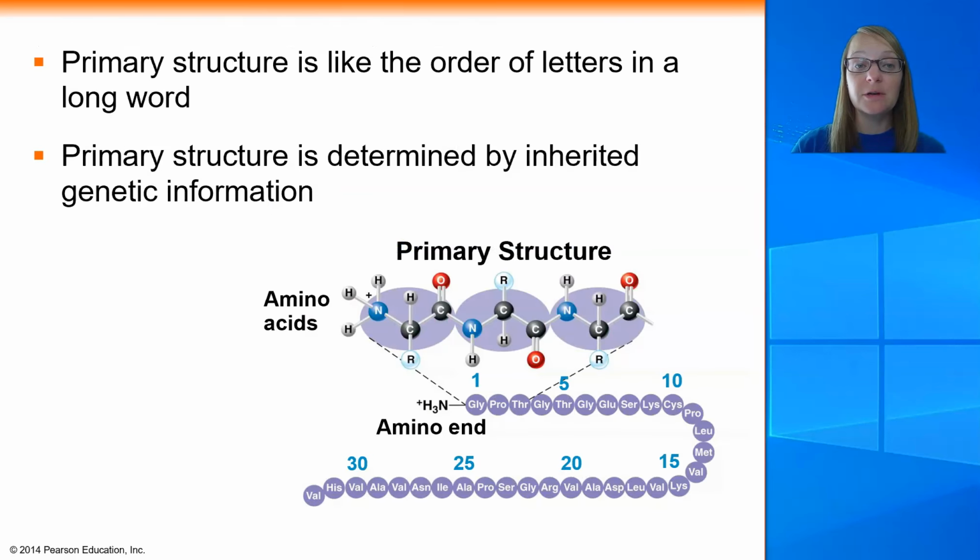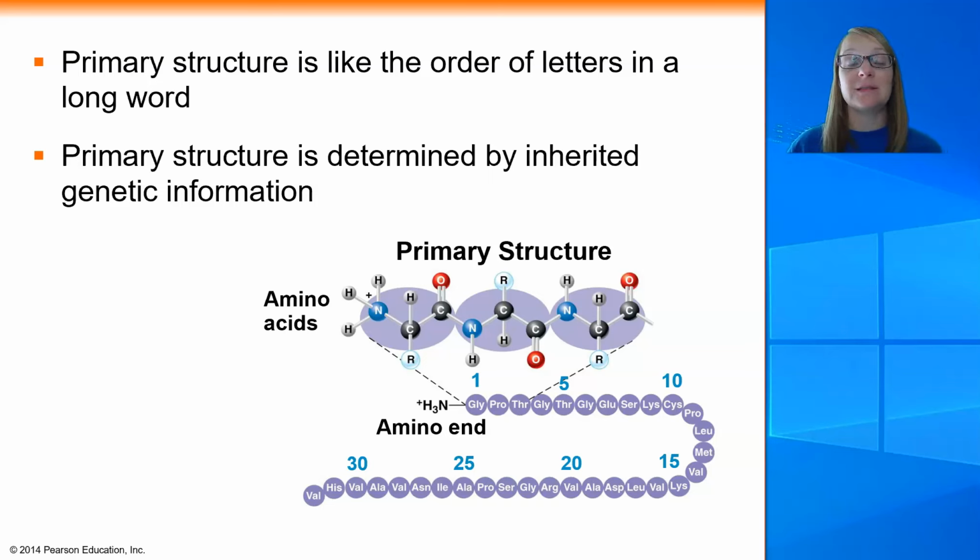Okay, so primary structure is like spelling a really long word correctly in English, right? You have a whole bunch of letters you can pick from. You have to put them in the right order to make sure that that word actually makes sense. Same thing goes for the polypeptides in cells. If the cell does not put the correct amino acids in the correct sequence, the protein won't fold properly and it won't make any sense. It won't have any function in the cell.